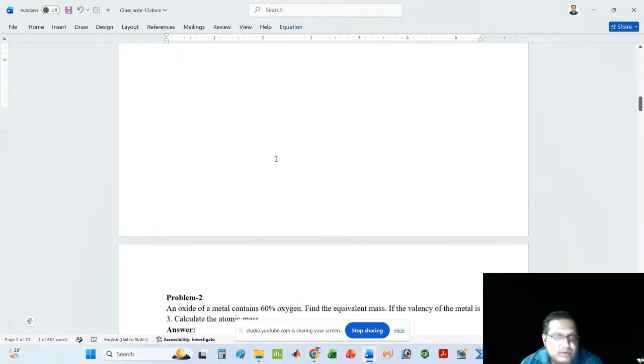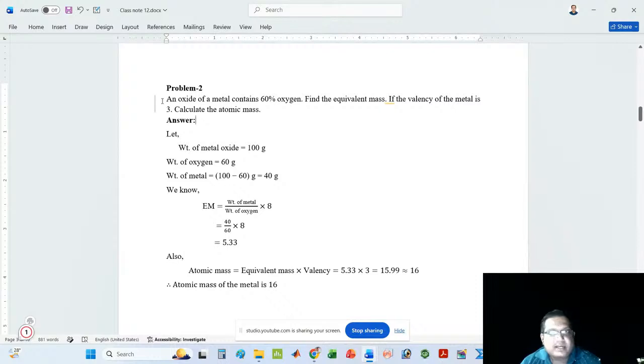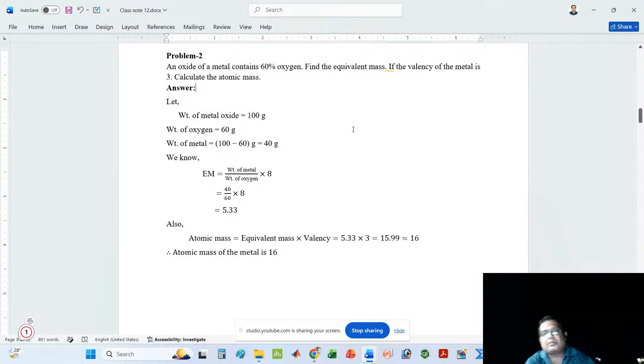Take another problem, problem number 2. An oxide of a metal contains 60% oxygen. Find the equivalent mass. If the valence of the metal is 3, calculate the atomic mass. In this question, the first target is to find the equivalent mass by applying the oxide method formula. After getting the equivalent mass, valence is given. Again apply the formula: atomic mass is equal to equivalent mass into valency. It was already discussed for the calculation of atomic mass in the previous classes.